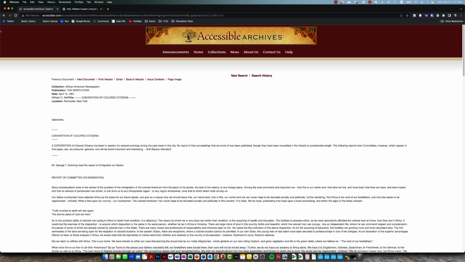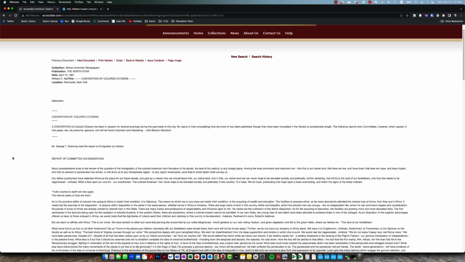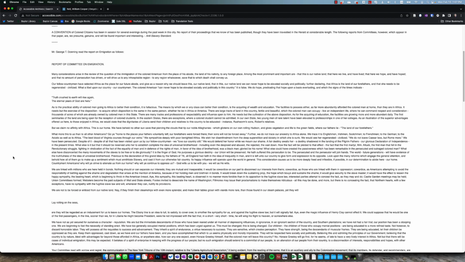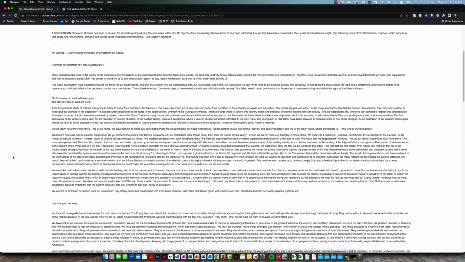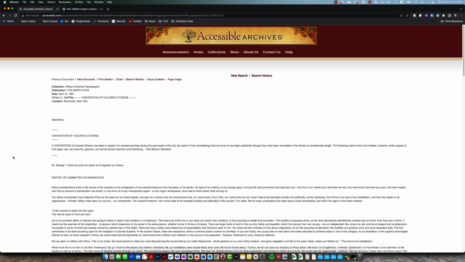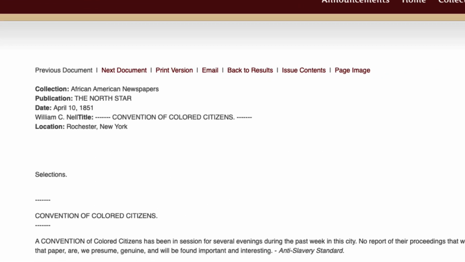First and foremost, we can see that we are seeing the newspaper article in a text form, almost as a web page. You can see it here. And that's really good because it makes it really easy to read. The other thing that Accessible Archives does is it provides its metadata at the top of the web page. So this will help us answer some of these questions right away.